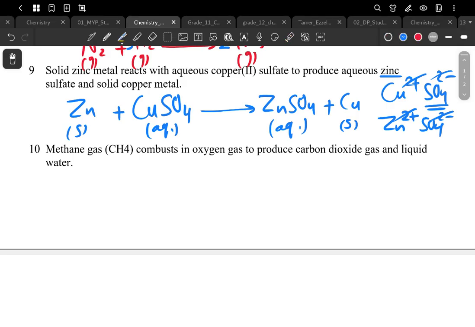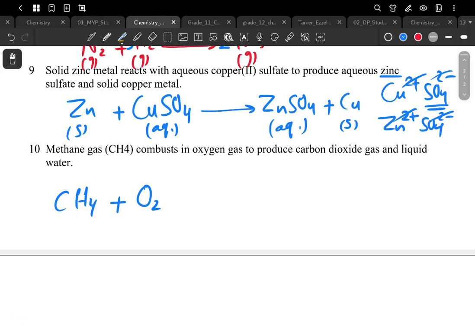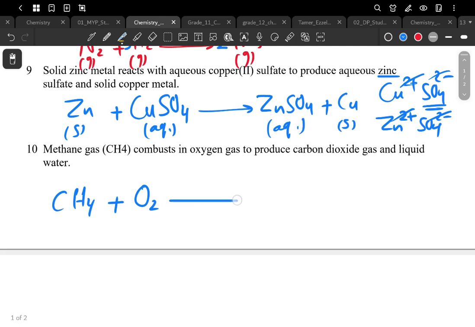Methane gas, CH4, is the given information. Combusts means burns in oxygen, which means it reacts with oxygen gas, O2, don't forget that. Combusts in oxygen, burns with oxygen, reacts with oxygen. So you should put it down this way. The methane gas burns in oxygen gas to produce carbon dioxide gas and definitely water.